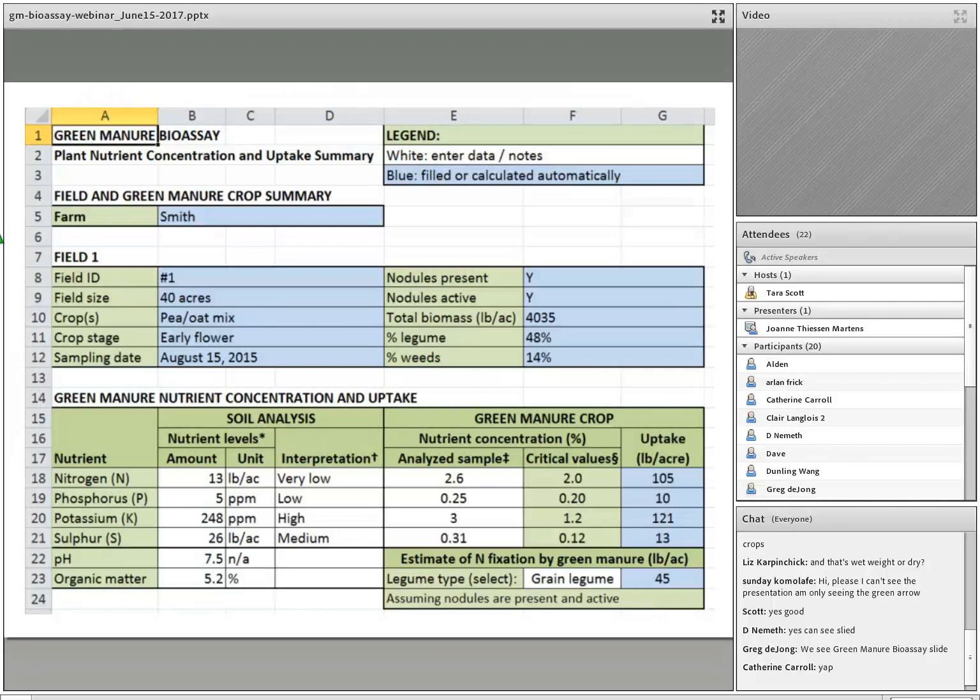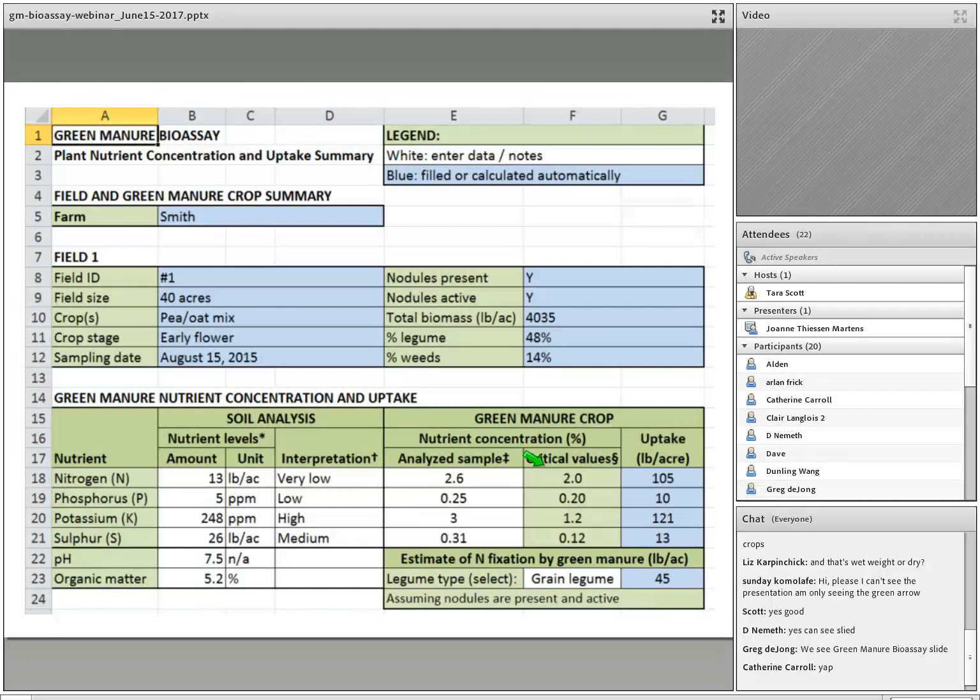So, for example, this farm had 13 pounds per acre of nitrogen. Oh, there it showed up on my screen, and 5 parts per million of phosphorus, etc. And you can enter the pH, organic matter, etc. Then, under the green manure crop is where you will actually enter the nutrient content that comes back from the lab analysis of the plant tissue. So here we had 2.6% nitrogen, 0.25% phosphorus, 3% potassium, 0.31% sulfur.